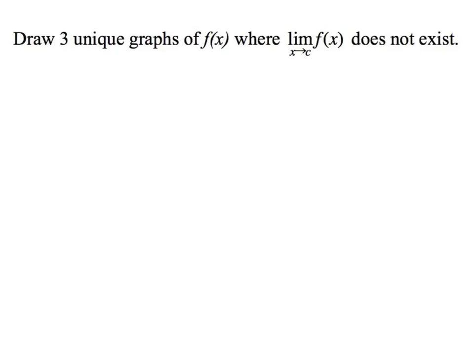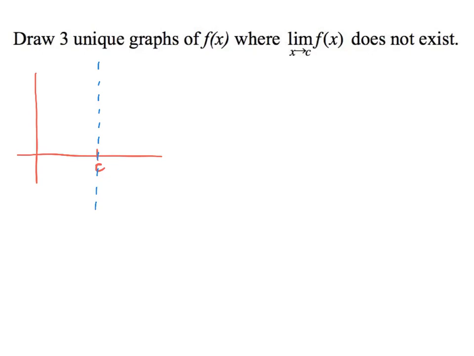All right, I want to describe three unique graphs of f of x where the limit of f of x as x approaches c does not exist. Okay, so let us think about this. So we have a graph, let's call this c. An example where it does not exist would be an asymptote.